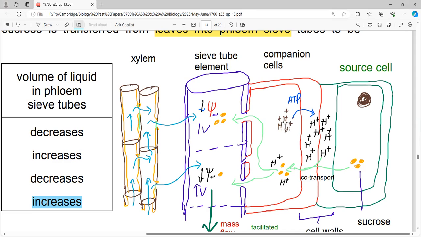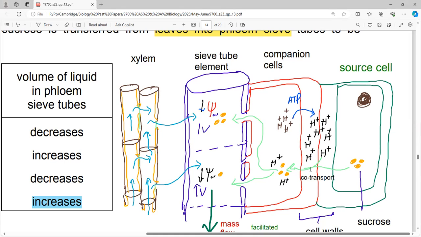Then the companion cell is performing the loading of sucrose. How? First, the companion cell is utilizing its ATP, which is produced in the companion cell, and pumping the hydrogen ion into the cell wall between the source cell and companion cell. So the hydrogen ions are moving into the cell wall. When the concentration of the hydrogen ion increases in the cell wall, it starts moving from high concentration to low concentration, toward the companion cell.